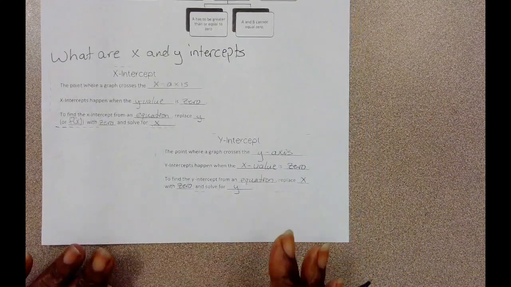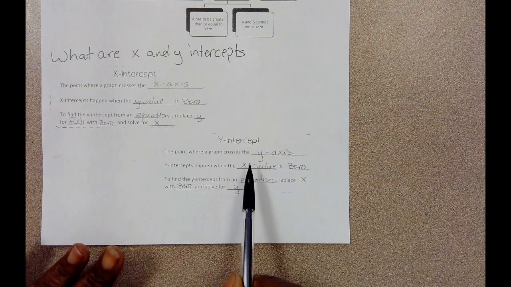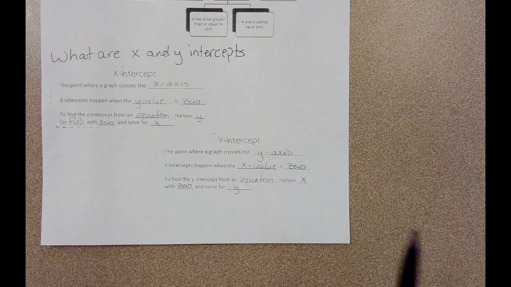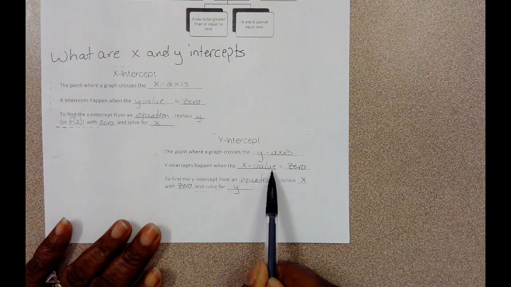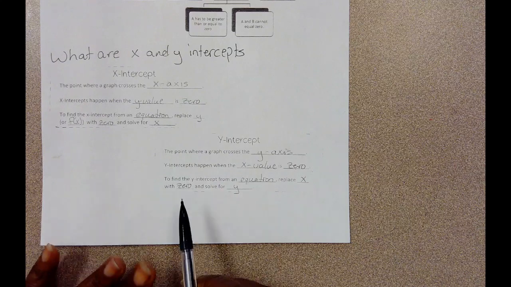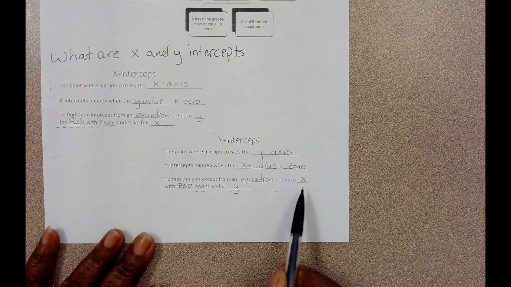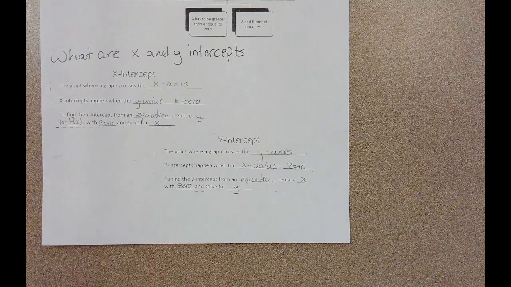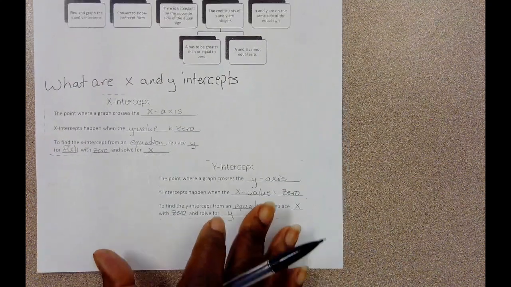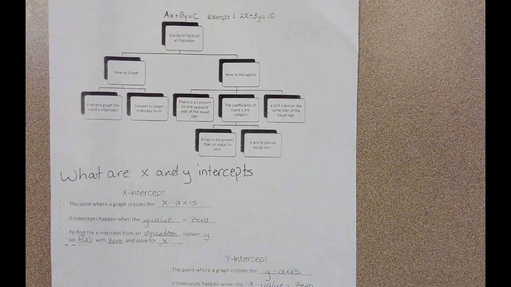For the y-intercept, it's going to be the place or the point where a graph is going to cross the y-axis. So the y-intercept happens when the x value is 0. So now when I plug in a value of 0 for x, I will get the y-intercept. So again, to find the y-intercept from an equation, you're going to replace the x with 0 and solve for the y. All right, so now that's how we would graph an equation in standard form.